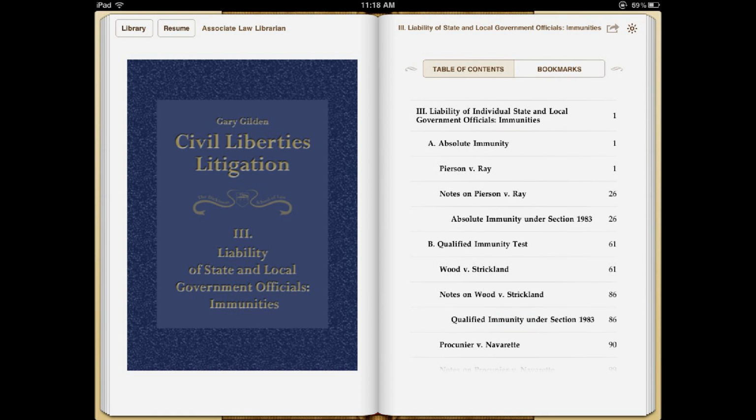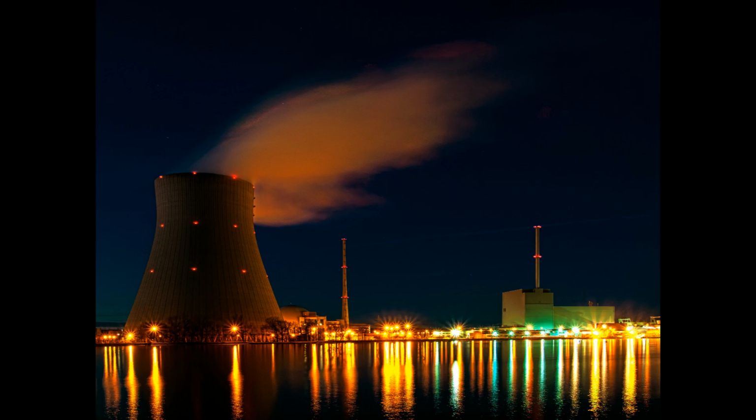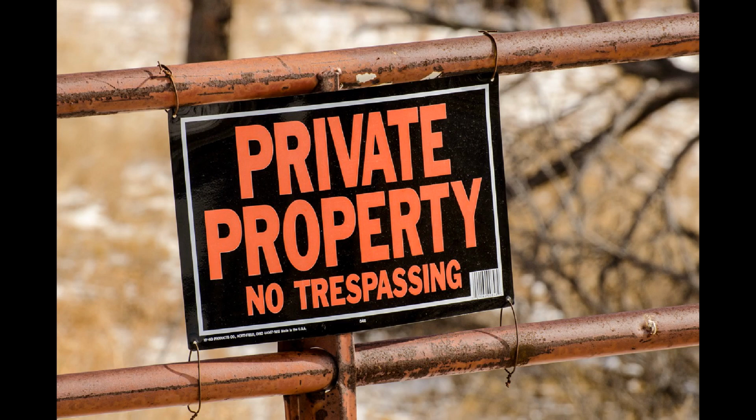January–February 2017: Resolved, the United States ought to limit qualified immunity for police officers. November–December 2016: Resolved, countries ought to prohibit the production of nuclear power. September–October 2016: Resolved, in the United States, private ownership of handguns ought to be banned.